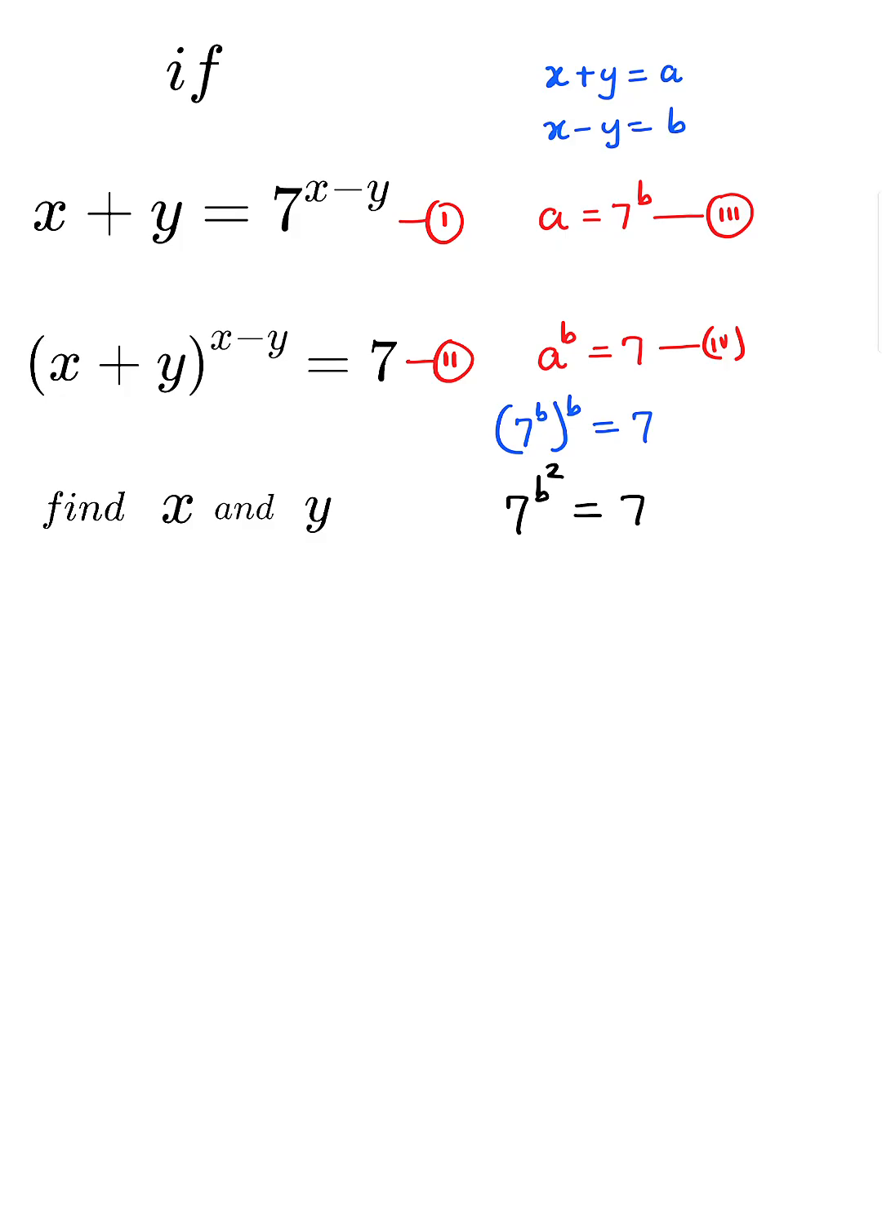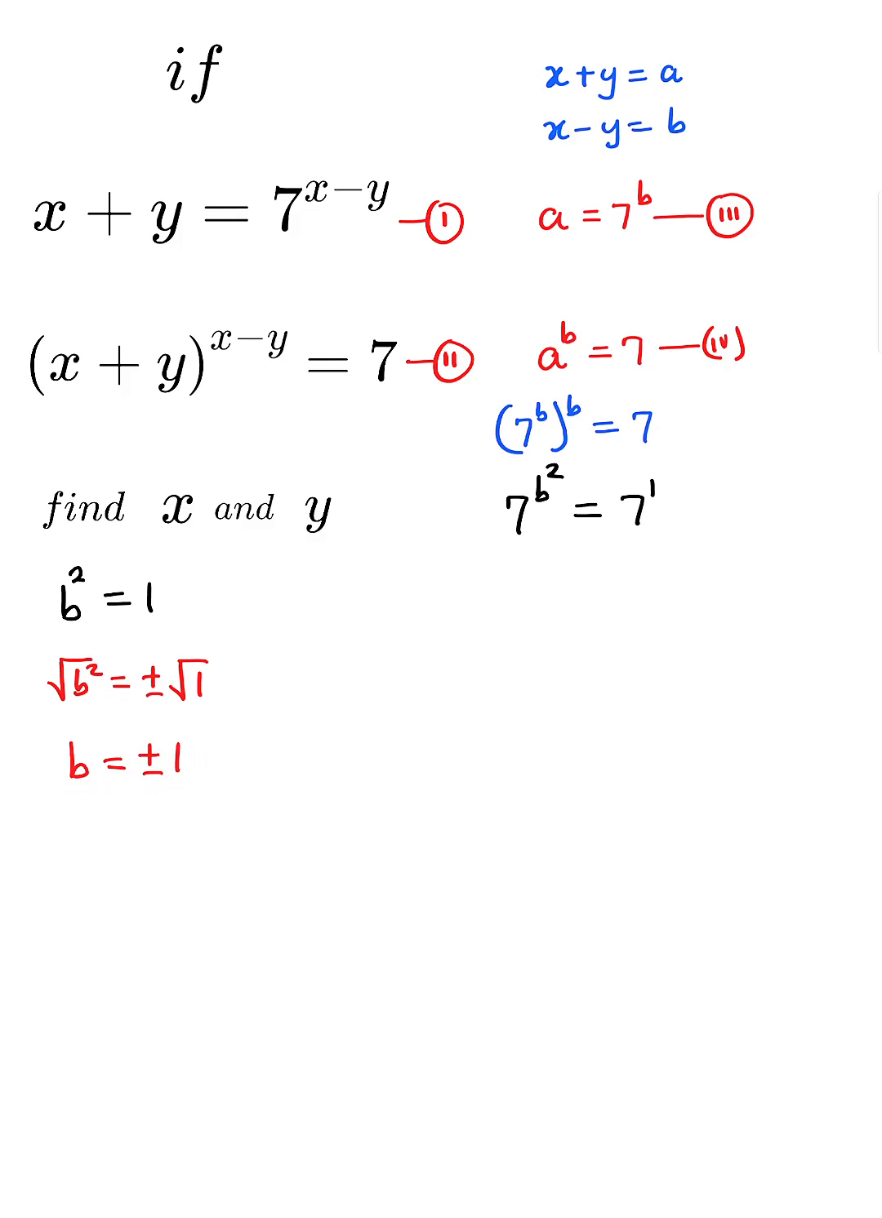Now, since we have 7 on the left and 7 on the right hand side, all we need to do is to equate the exponents. And take note that for the right hand side, the exponent is 1. So we have b raised to 2 equals 1. The next thing is to square root both sides, so that we clear off this power. So the square root of b raised to 2 equals plus or minus the square root of 1. So b in this case gives us plus or minus 1. So if b equals plus or minus 1, let us find a. Also take note that b has 2 solutions, so we'll be solving for positive 1 and negative 1.